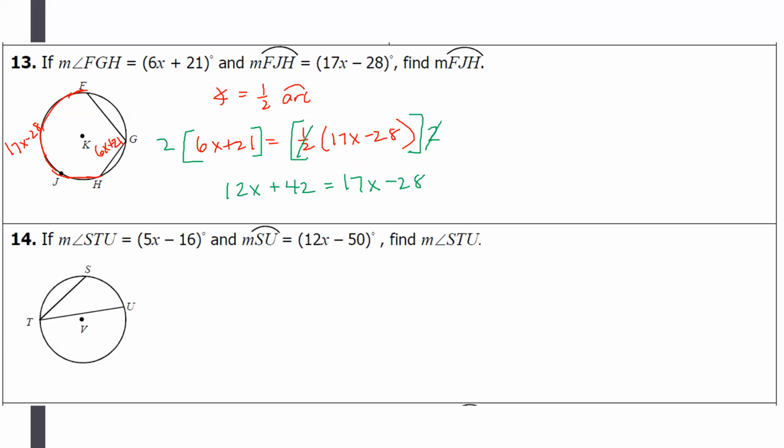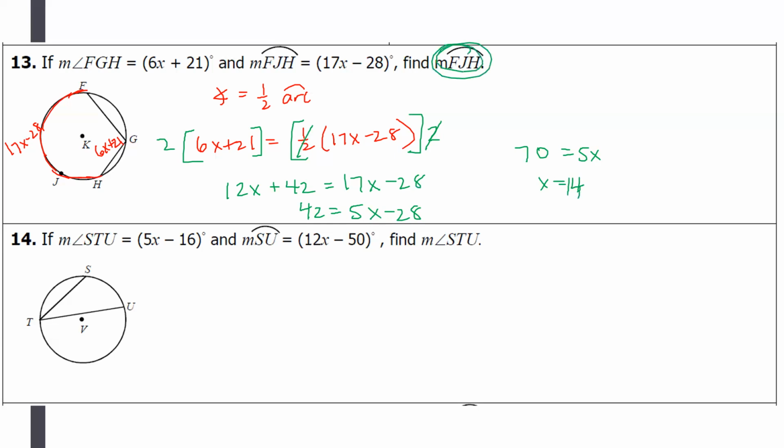So I'm going to subtract 12x from both sides. And then add a 28 to both sides. What do I get? 70. And then divide both sides by 5. So x equals 14. Now, if this was a multiple choice question, we promise you that 14 would be an option, but 14 is not the answer.